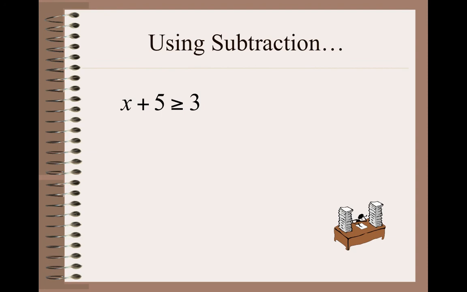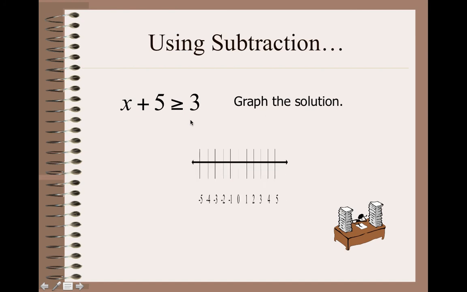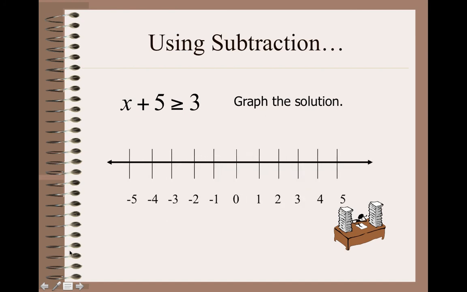Using subtraction, this one: x plus 5 is greater than or equal to 3. Grab the solution. When you do that, we will have negative 5 and negative 5. That's 0. And then 3 minus 5 is negative 2. So, x is equal to negative 2. If you graph it, x is negative 2, and the symbol is greater than, or equal. So we need to highlight it.